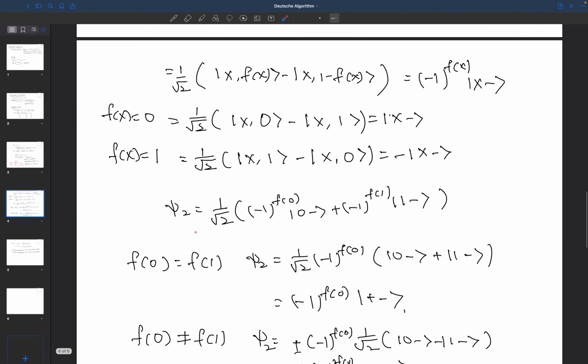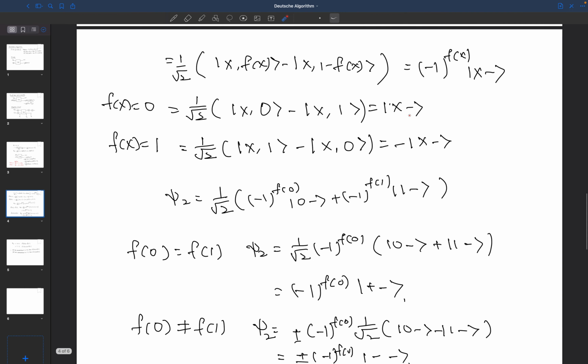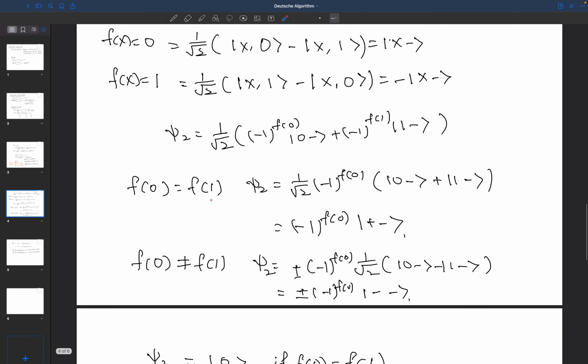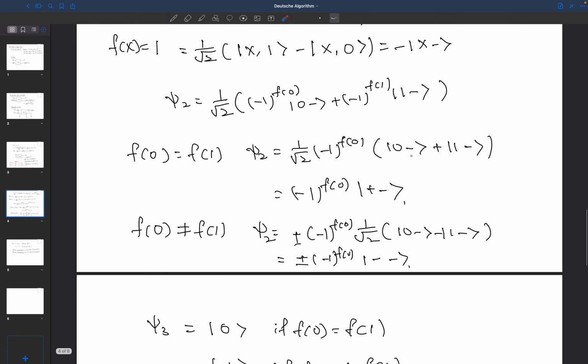So now psi 2 can be written as minus 1 to the power f(0), 0 minus, and minus 1 to the power f(1), 1 minus. So now we have two possible scenarios. First, f(0) equal to f(1). When both are equal, we can bring out this term, which is over here, and then we are left with 0 minus and 1 minus, and we can combine the first qubit into plus.